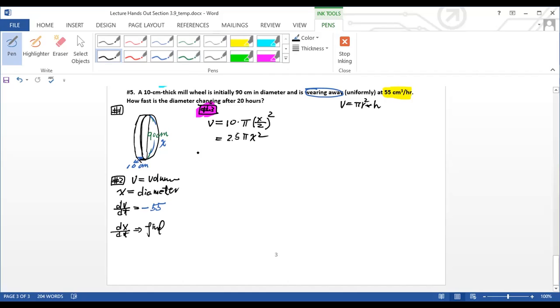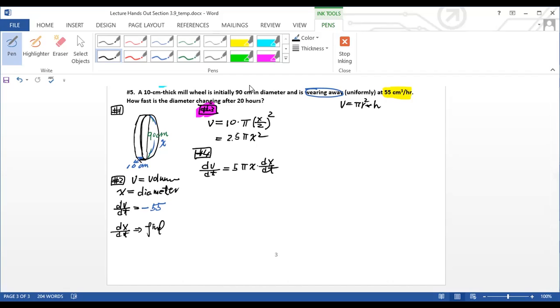Okay, now after number 3, number 4 is easy. Number 4 is: take the derivative of both sides. So dV/dt is equal to 5 pi x dx/dt. That's right, 5 pi x dx/dt.